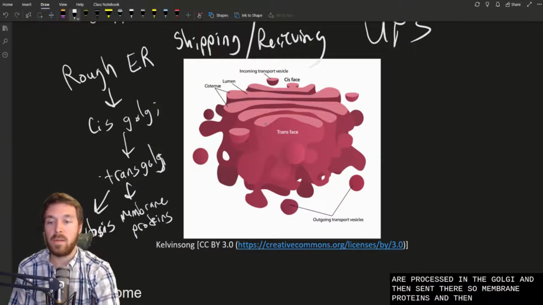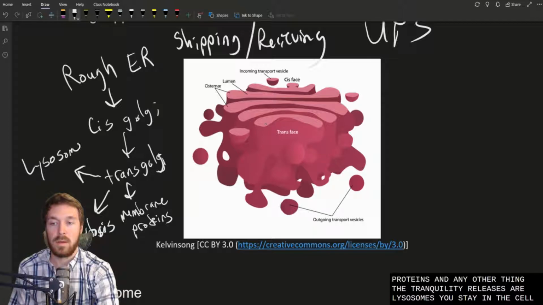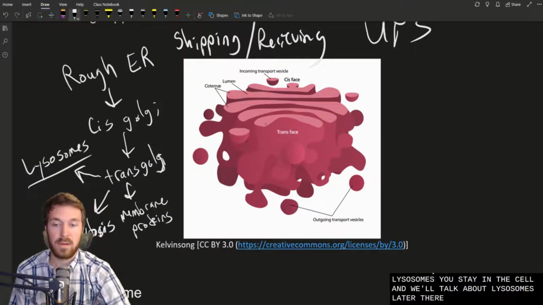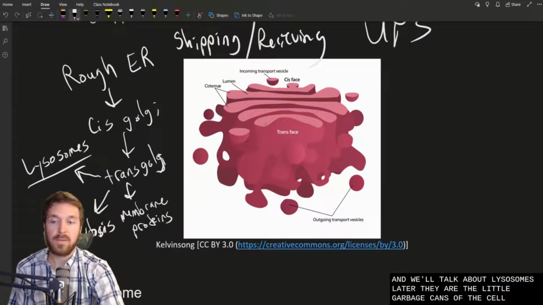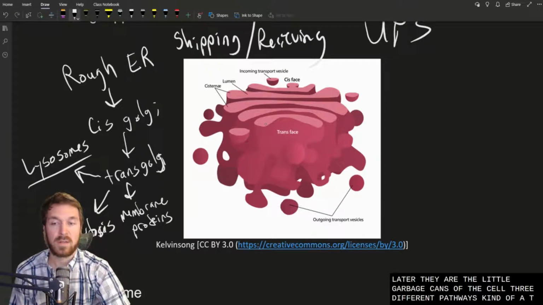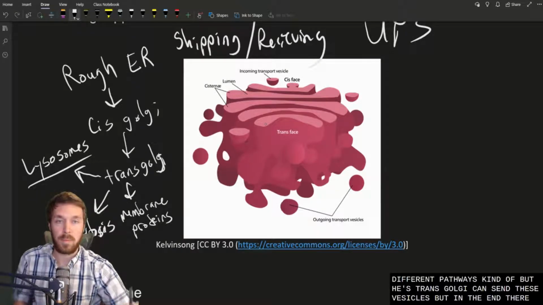And then the other thing that trans Golgi releases are lysosomes. These stay in the cell, and we'll talk about lysosomes later. They're the little garbage cans of the cell. So there are 3 different pathways that the trans Golgi can send these vesicles. But in the end, they're packaged with proteins.